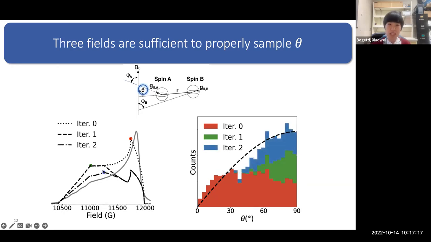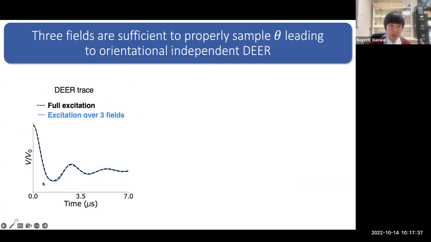But after including the third magnetic field, doing the same thing we did with the second field, we can see a convergence in the theta sampling. So theoretically speaking, 3 fields should properly sample our molecular orientations. Now we want to see the simulated DIR with excitation at 3 magnetic fields versus the ideal case with all the spins excited, right? The DIR time trace with excitation at 3 fields is shown as this blue line, and this black dashed line shows the full excitation, and the two show very good agreement.